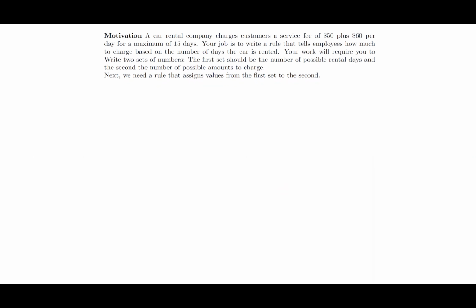A car rental company charges customers a service fee of $50 plus $60 per day for a maximum of 15 days. Your job is to write a rule that tells employees how much to charge based on the number of days the car is rented. Your work will require you to write two sets of numbers. The first set would be the number of possible rental days, and the second, the number of possible amounts to charge. Then we need a rule that assigns to each of those sets.